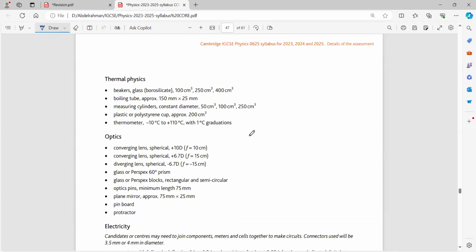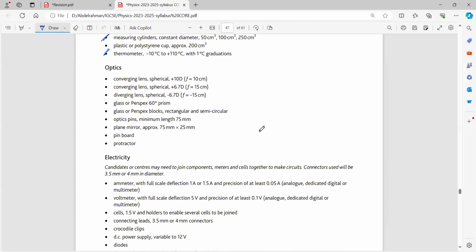Some thermal physics apparatuses: the thermometer, the beaker, the measuring cylinder, the boiling tube, the pivot. I don't need them. Most likely, you will not be required to write them down. Converging lens and diverging lens. The diverging lens is very rare.